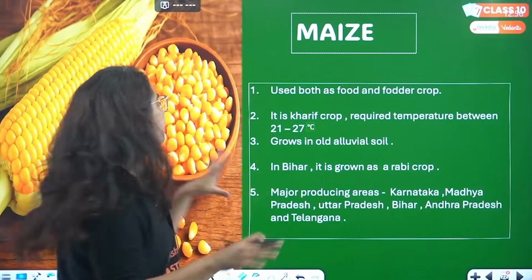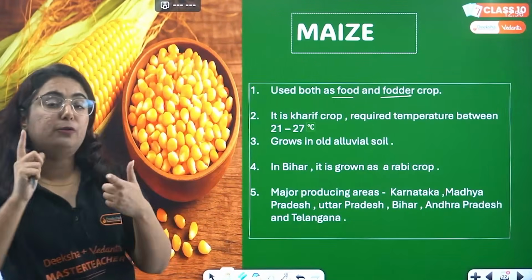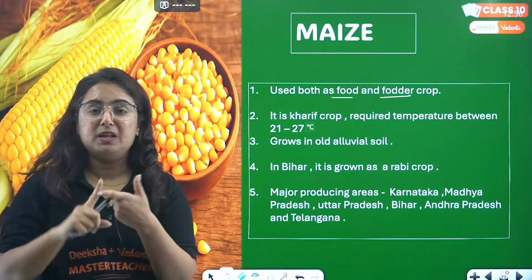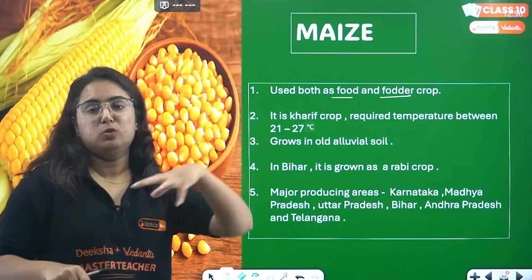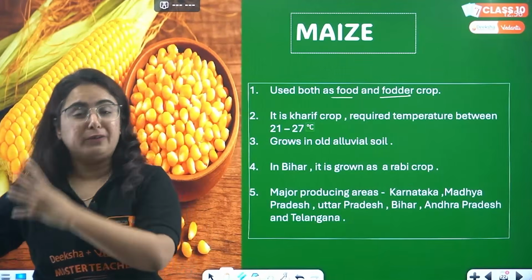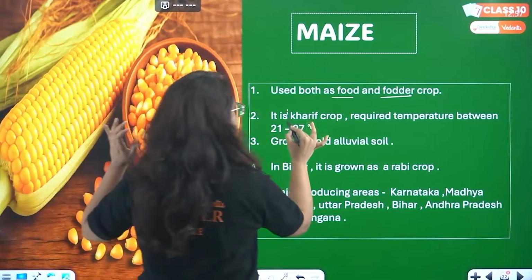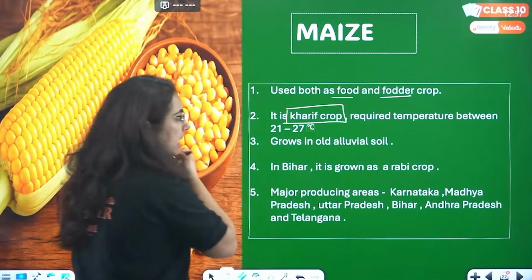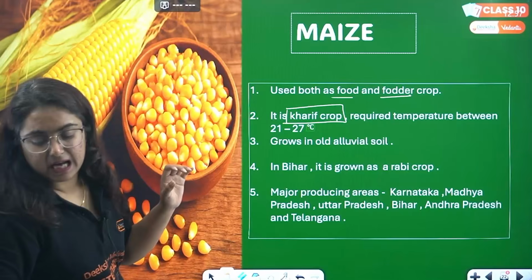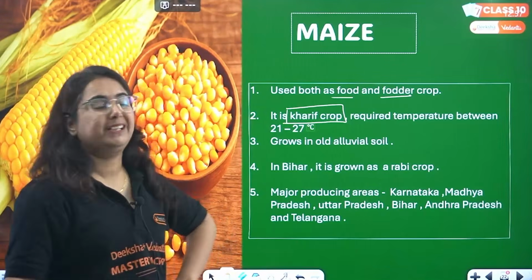You know that it is both food and fodder. What does it mean by food and fodder? Used by humans also, and for fodder, that means for feeding the animals too. It is a kharif crop, by the way. Grown after the rainfall and harvested before the winter season.